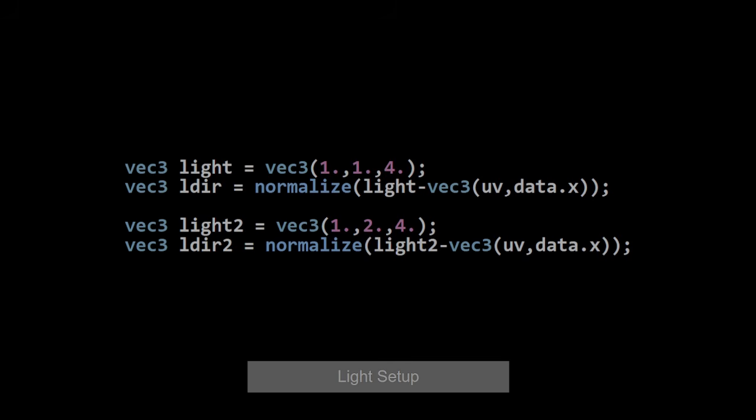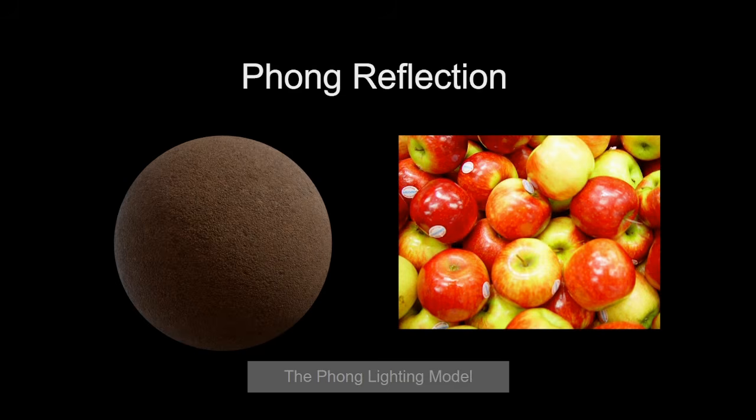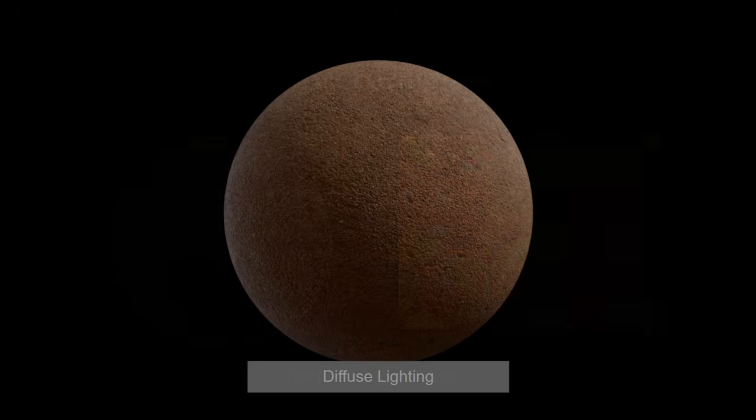For lights, we create 2 light position vectors and 2 light direction vectors. The direction vectors create a surface position by using the UV as the x and y of the surface position, and the border distance from data.x as the z of the surface. By subtracting the surface position from the light position and normalizing, we get a light direction vector. Now we're ready to model diffuse and specular lighting, which are borrowed from the Phong reflection model.